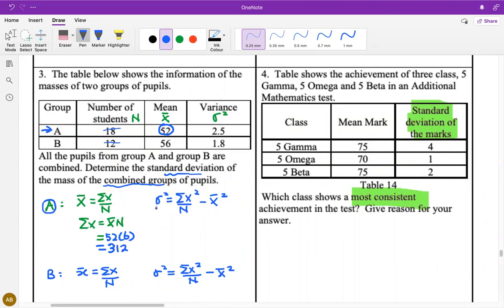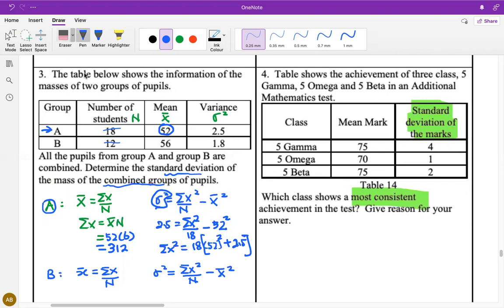Now this is variance, so the symbol for variance. You put 2.5 in. Then the sum of x squared divided by 18 minus the mean. Mean is 52, so 52 squared. So you will get the sum of x squared. This needs a bit of multiplication. So you get 18 times 52 squared plus 2.5. Okay, so you get your answer.